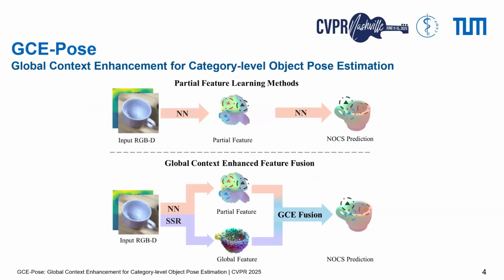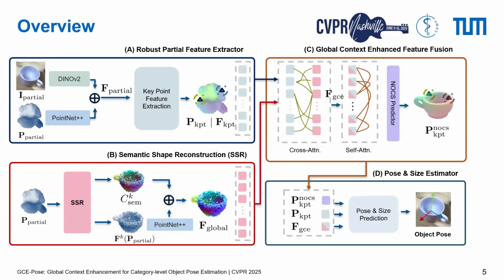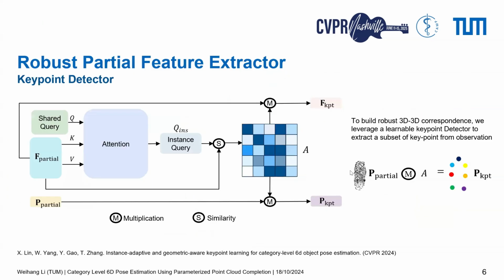Compared to the state-of-the-art method that utilizes partial feature learning given the RGB-D input, our GCE-Pose additionally integrates a complete semantic geometry feature as GCE Fusion. This is the overview of our method. We have 4 different modules: a robust spatial feature extractor, a semantic shape reconstruction, a global context enhanced feature fusion module, and finally the pose and size estimator.